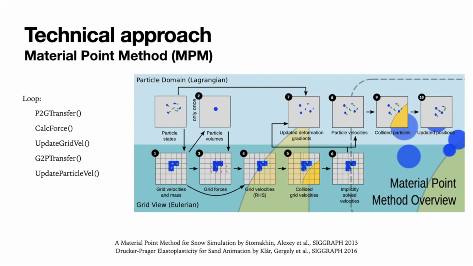Material point method is a method that mixes both the Lagrangian and Eulerian points of view in fluid dynamics. This allows us to take advantage of both sides. We can use a pseudo-algorithm to describe the method.